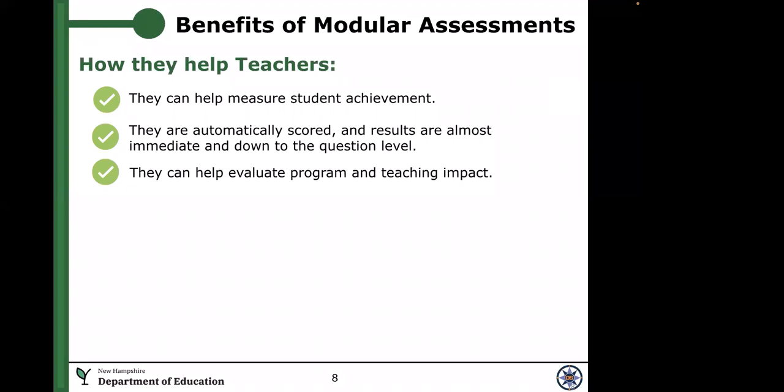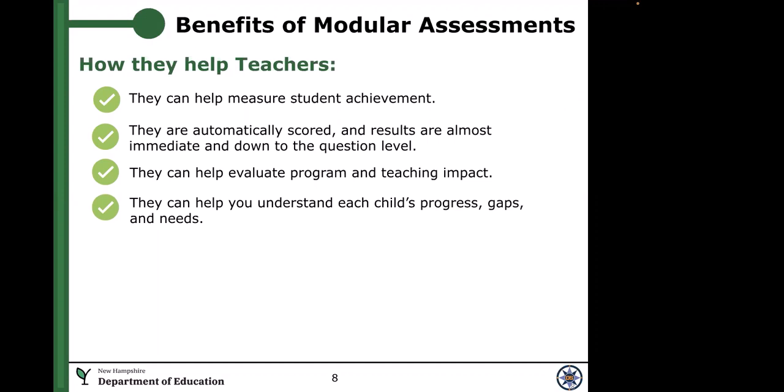They can help you evaluate any sort of programming or any sort of curriculum that you are using and your teaching impact, right? So it's not necessarily evaluating just your program, but it's evaluating how you are instructing in relation to that program. And they can help you understand each child's progress, gaps, and needs. And as you're looking at this data, depending on how you're looking at it, if you're looking at it as a formative assessment, you can start to determine what you might need to gather for resources, like physical resources. How do I need to continue to teach this? Or people resources. If you have folks in your classroom that are able to give extra support to some students, the modular assessments can help you pinpoint some of the skills that they might be able to work on with those students.